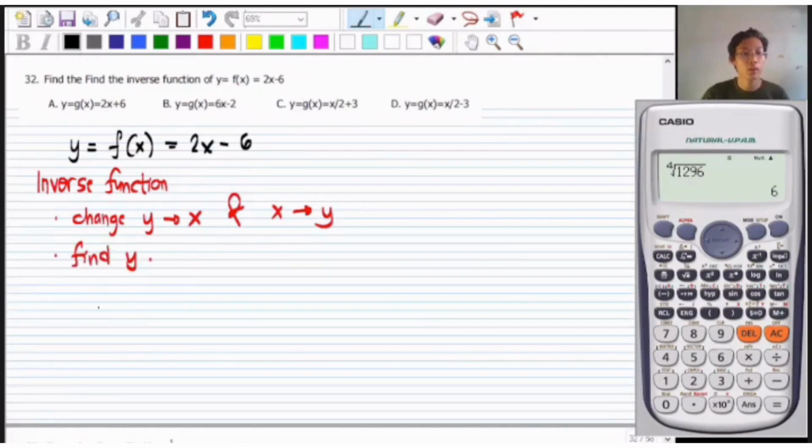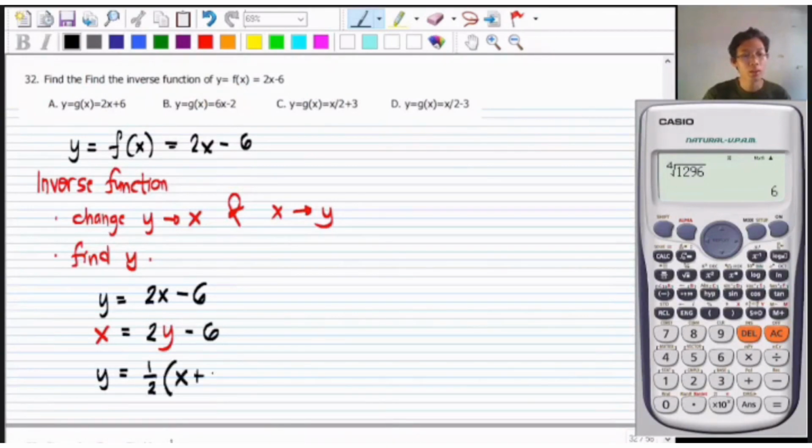Okay, so sa given function natin, y is equal to f of x. Hindi na natin sasali si f of x. Y is equal to 2x minus 6. So, hanapin mo daw yung inverse function. So, palitan mo lang si y ng x at si x ng y. Okay? Palitan mo lang. X is equal to 2y minus 6. Then, hanapin mo si y. Y now is equal to 1 half times x plus 6. So, that will be your inverse function.